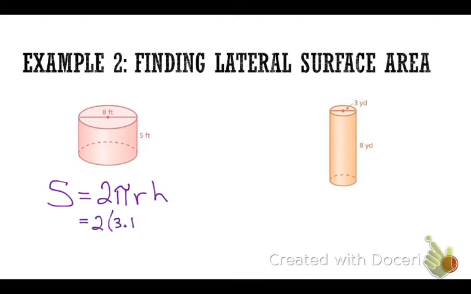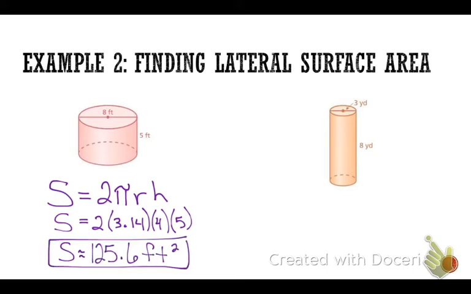So 2 times 3.14. Okay, what value do I plug in for radius? 4? I don't see a 4 in there. Where'd you get 4? Yes, so 8 is the diameter, so I half it to get 4. And then 5 I plug in. And then I just multiply the numbers together. It looks like 40 times 3.14. I got about 125.6.